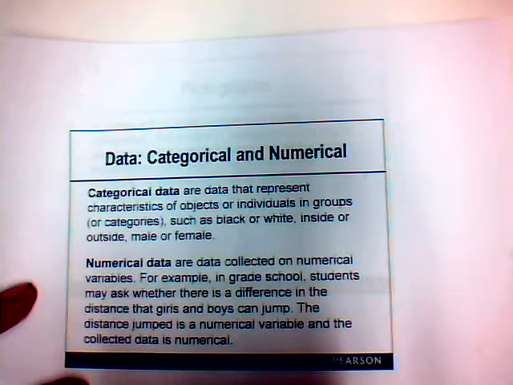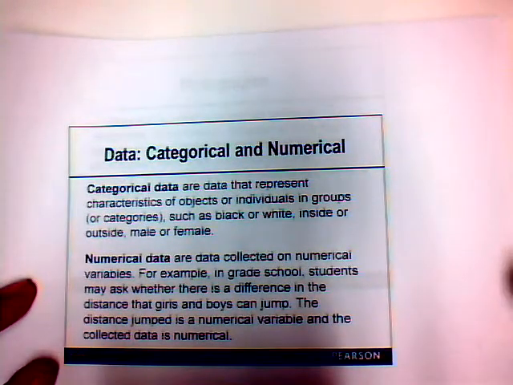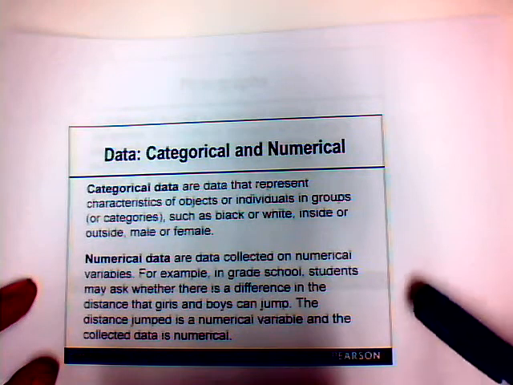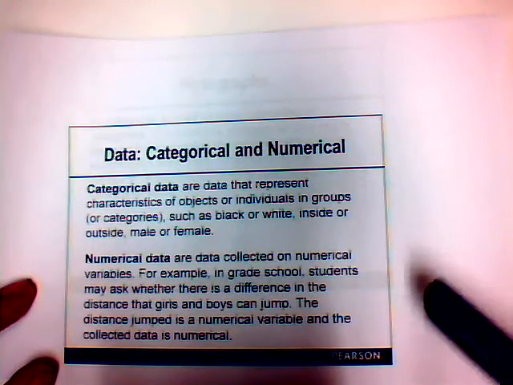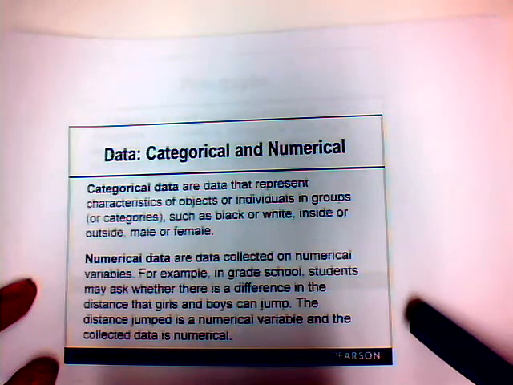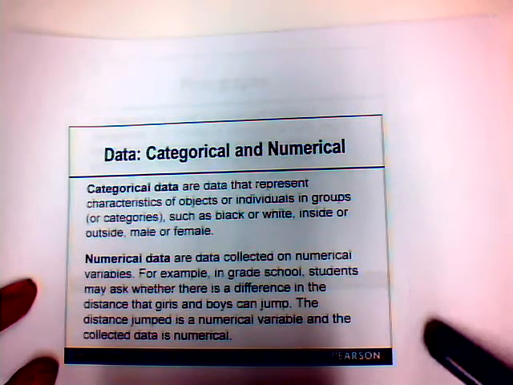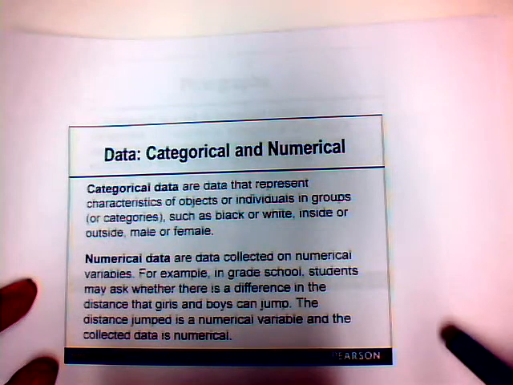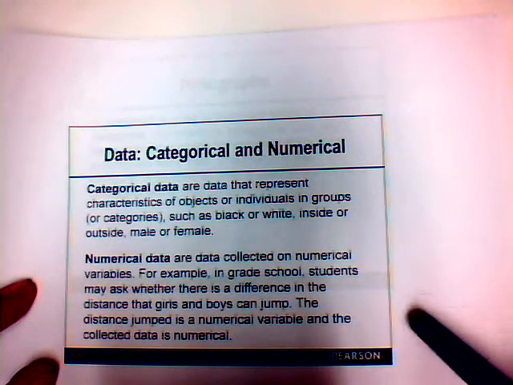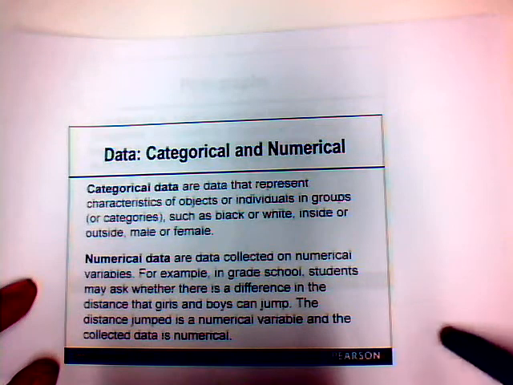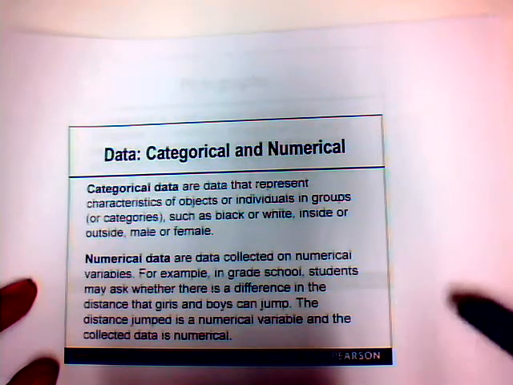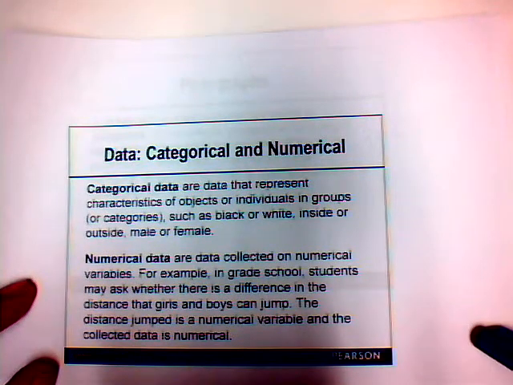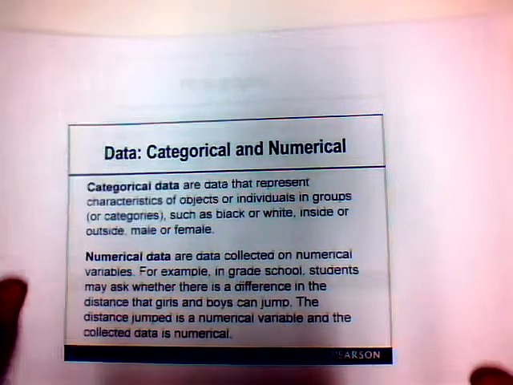Numerical data are data collected on numerical values. For example, in grade school, students may ask whether there is a difference in the distance that girls and boys can jump. The distance jumped is a numerical variable, and the collected data would be numerical. So the distance that a girl or a boy can jump would be considered numerical data.